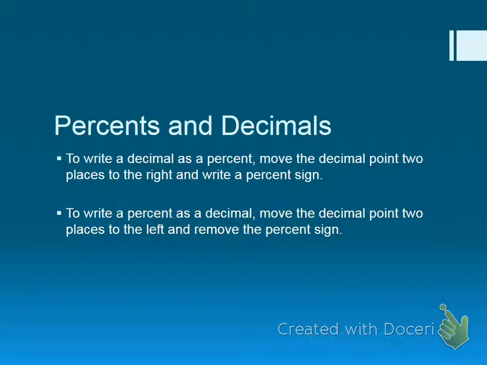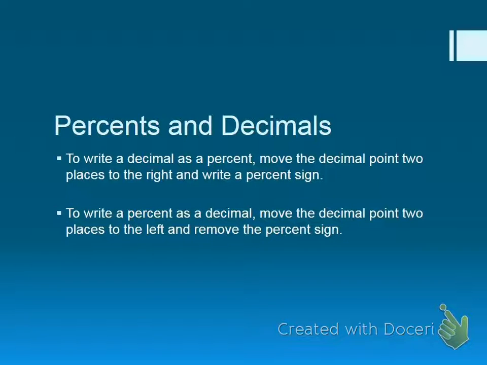So to write a decimal as a percent, you move the decimal point 2 places to the right and write a percent sign. To write a percent as a decimal, you go the other way. You move it 2 places to the left and you remove the percent sign. Now, why is it 2 decimal places? Why not 1? Anybody know? Because you're taking it out of 100. If you were taking it out of 10, you would move it 1. If you're taking it out of 1,000, you'd move it 3. That's why you move it 2, because you're dealing with 100.